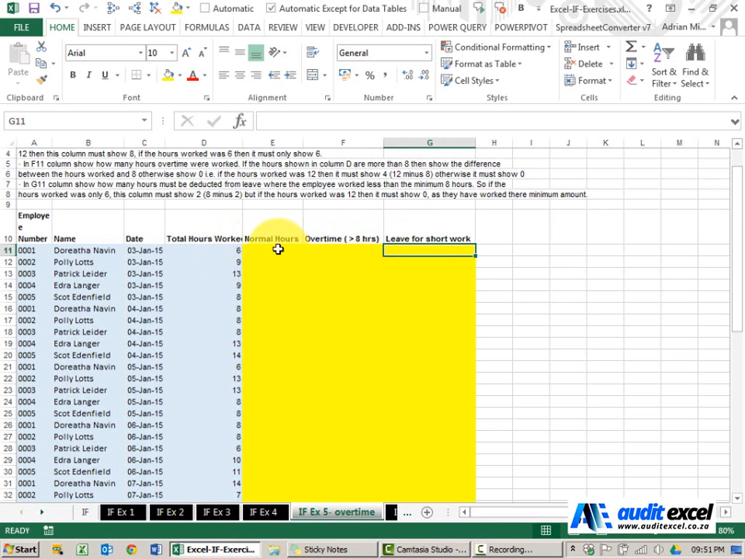So just as a further example, here we'd expect to see normal hours 6, overtime nothing, leave 2. Over here there'd be normal hours of 8, because we've got a 9 there. Overtime would be 1, there'd be no leave for short work.